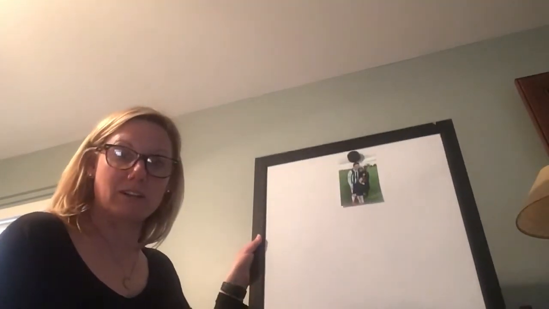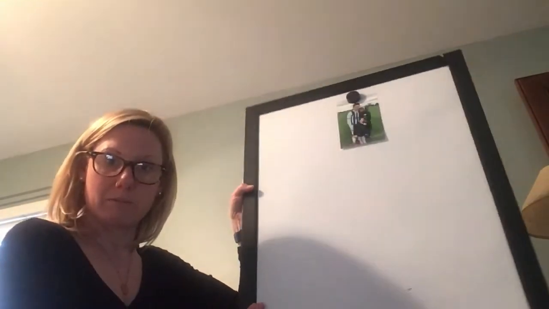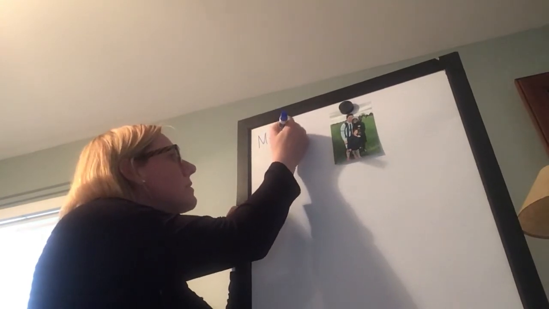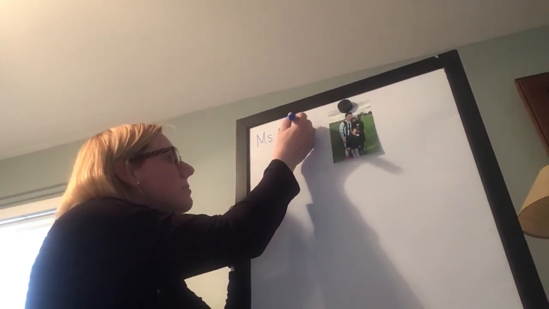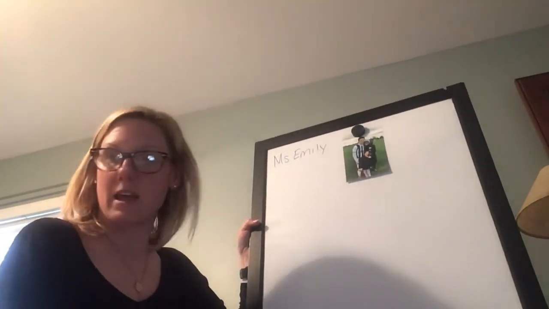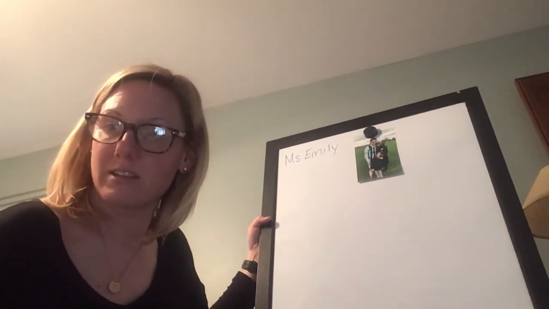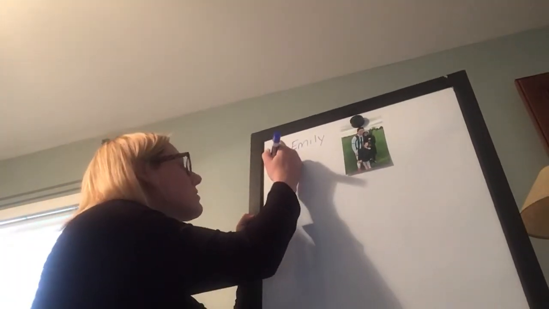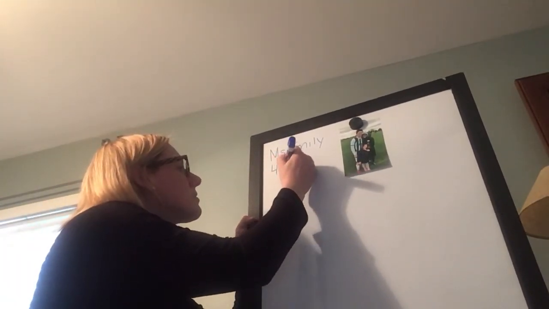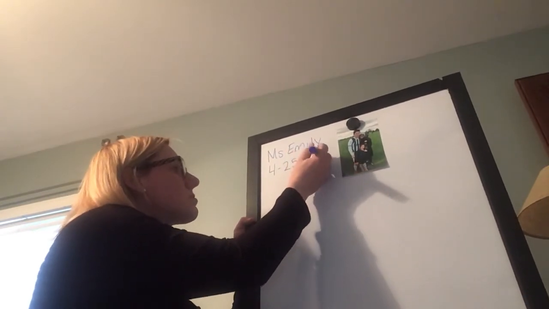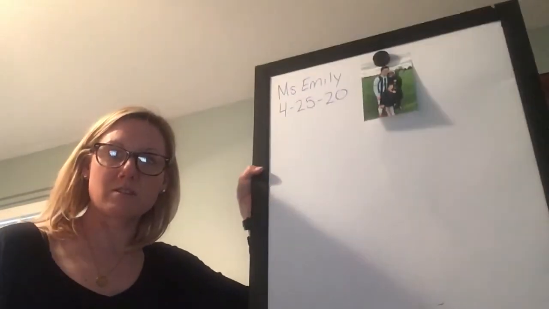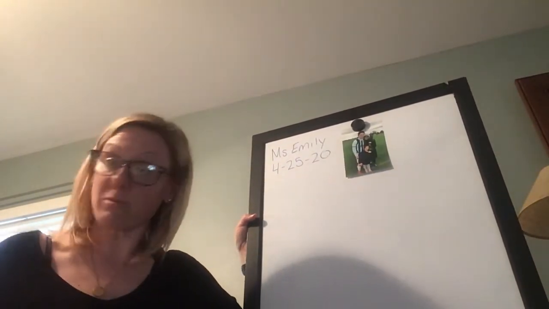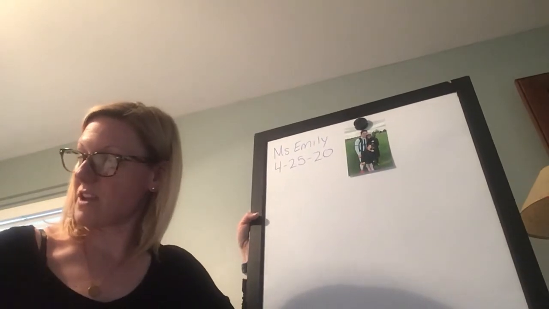So starting my writing today, let's see, it's a little tricky here. I'm going to write my name at the top. We always start by writing our name, and I am going to write the date. The day that I'm doing this is Sunday, April 25th. So I'm going to write 4/25/20. That's how we start our writing here. And now I'm going to start to write about my picture, which is the event.